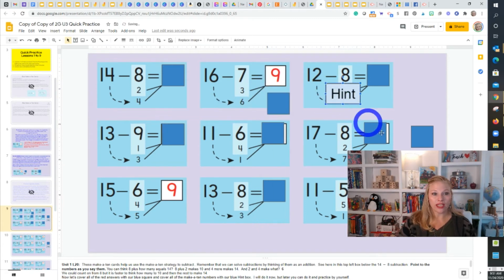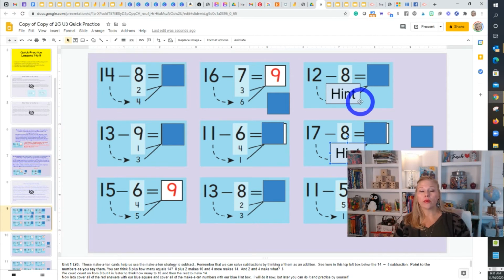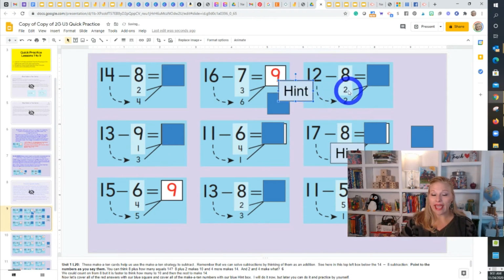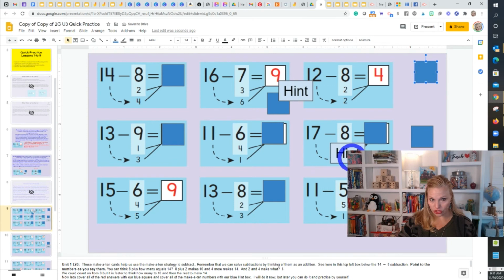Boys and girls, let's try the other one. So you can see why having these covered would be a good idea. Boys and girls, think about it. How many make a 10? Think about it. Thumbs up when you know. Class, 2. Boys and girls, how many from 10 to 12? Think about it. 2. Boys and girls, how many did you add up all together? Class, 4. Let's say it together. 8 and 2 make a 10, add 2 more makes 12. Altogether, we added 4.